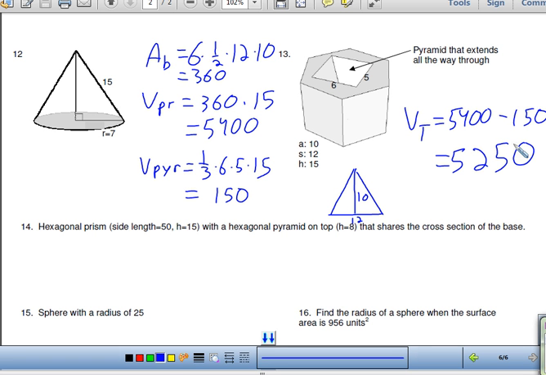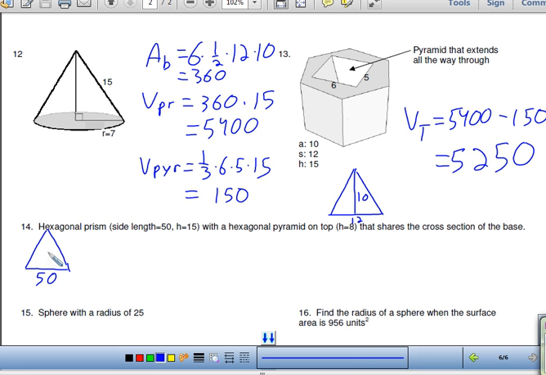For question number 14, I have a hexagonal prism that is topped off with a hexagonal pyramid. Now they share the same cross-section of the base. So if I find the area of the base of the prism, I'm going to find the area of the base of the pyramid. Again, I'm going to start with that triangle that I know there are 6 of. I look here and I see that the side length of that hexagon is 50. The height of the prism is 15.